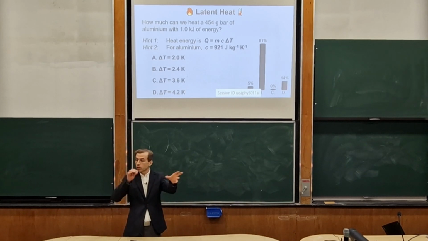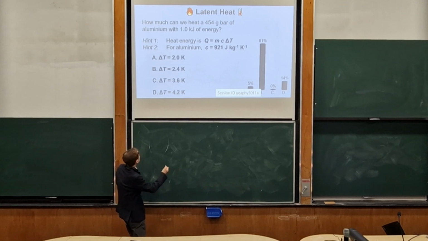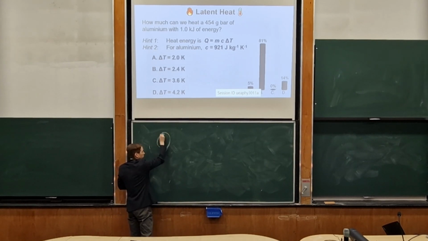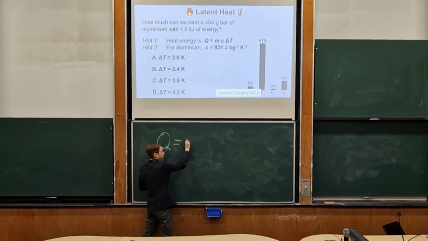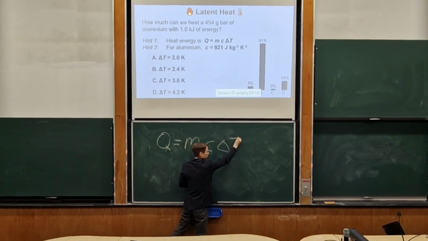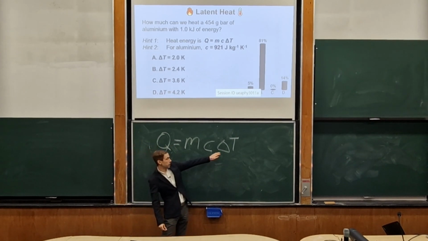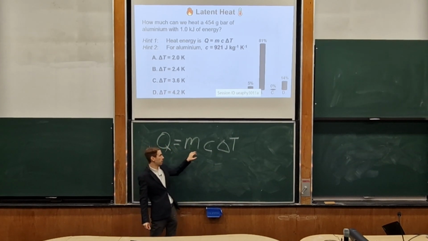So let's just work through the algebra just a little bit in case people aren't too sure. So remember, we've got our heat energy. So Q is equal to mc delta T. And we're thinking about what's our delta T going to be given Q, m, and c.